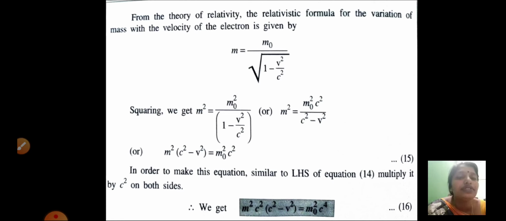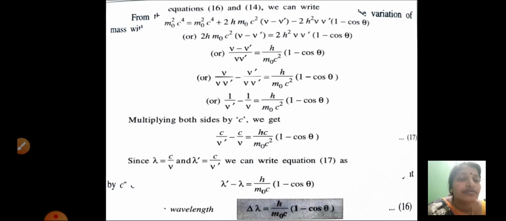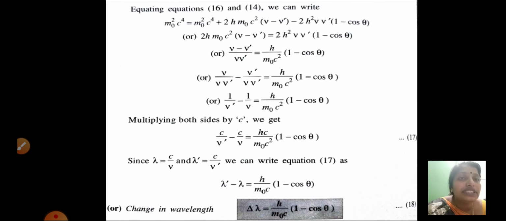This equation 15, we multiply by c squared on both sides. m squared c squared into c squared minus v squared equal to m naught squared c to the power 4. This is equation number 16. Equating equations 14 and 16, we can write the 14th and 16th equations equated. Why? Both sides we have to simplify.